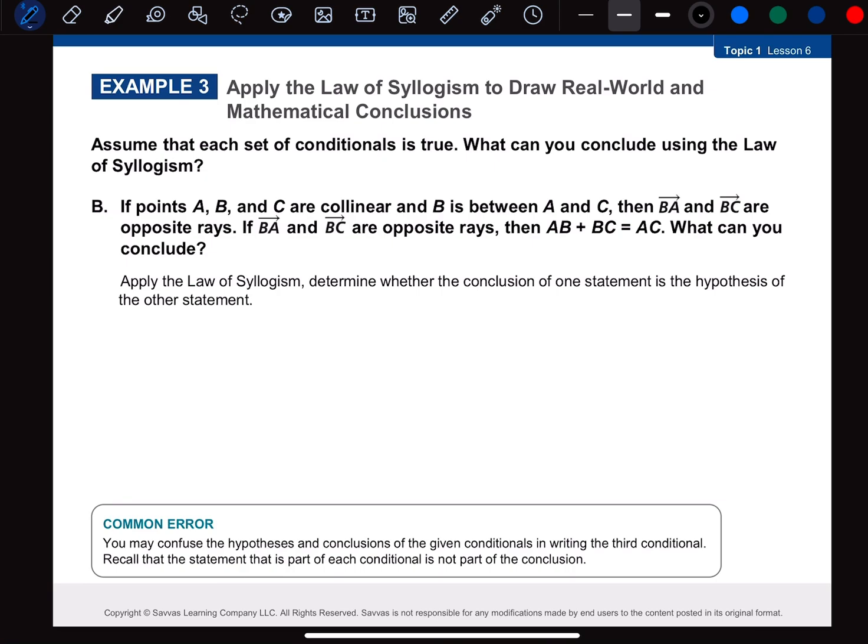So, you can draw this out. Since they said that we're looking at a ray, we can go with it going out here. So this would be A, B, and C.